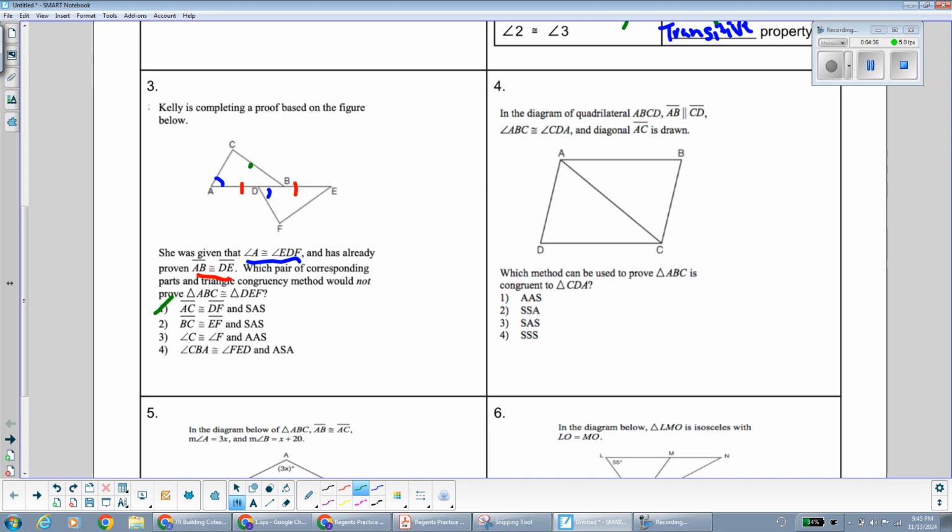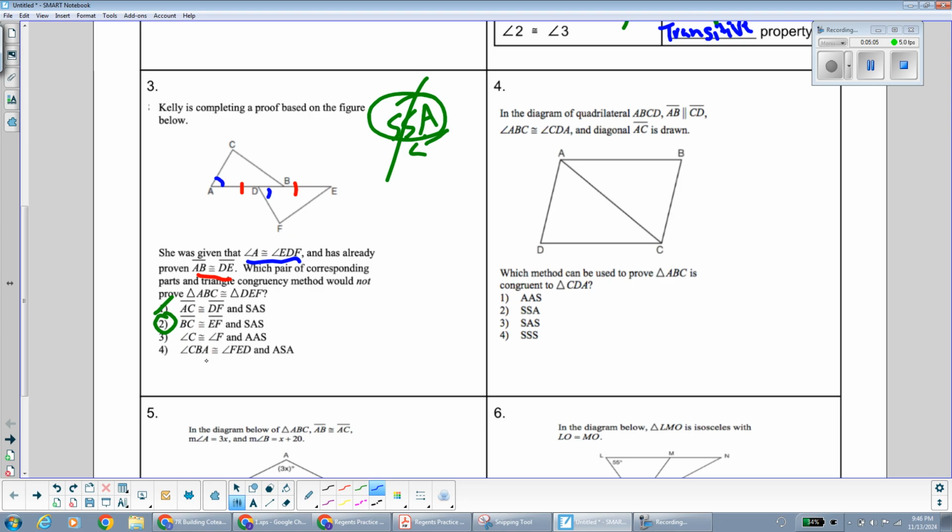BC and EF. Oh, that's ASS. Or from the other way, SSA, which we know backwards is a bad word. We have found the answer choice. That's not SAS, that's SSA, not AAS.